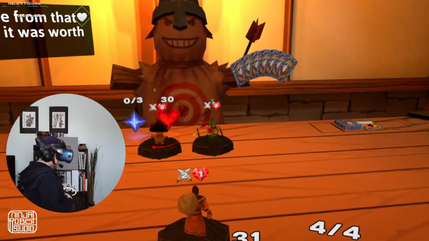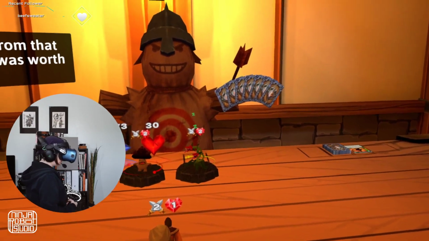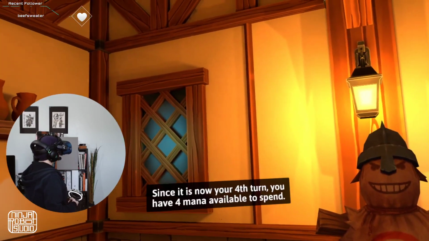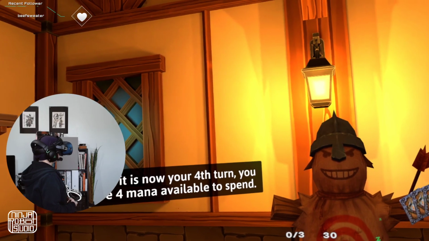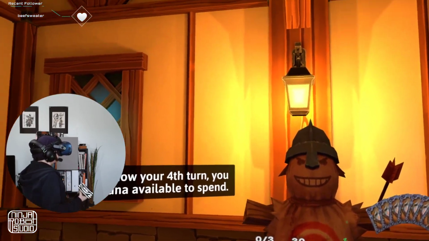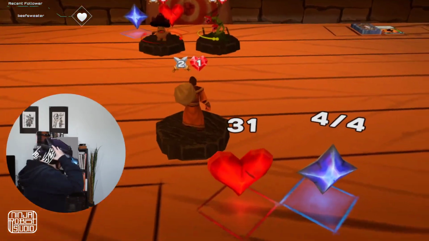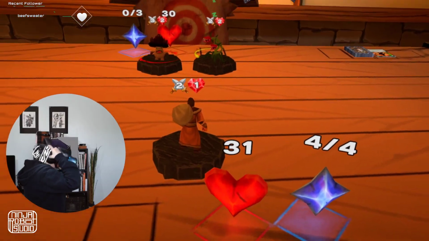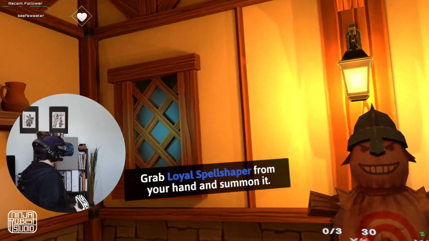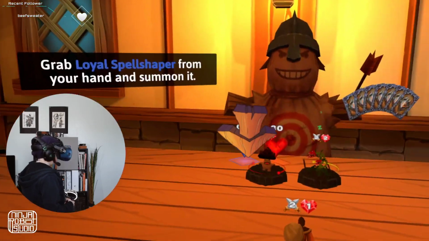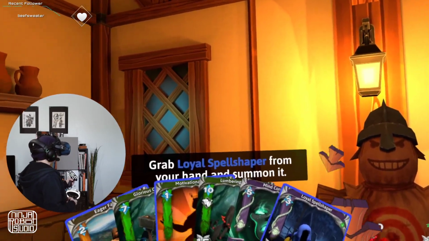Ouch. You lost 2 life from that attack, but trust me, it was worth it. Since now it is your 4th turn, you have 4 mana available to spend. Okay. You definitely need another creature to block Mulligan's Dungeon Instigator next turn. Grab Loyal Spellshaper from your hand and summon it.